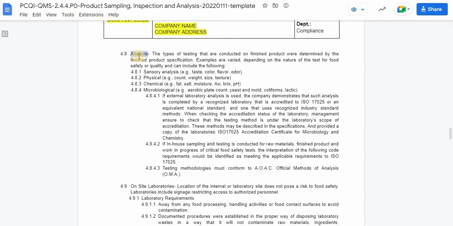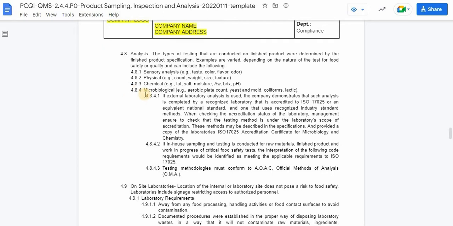Eighth, analysis. The types of testing that are conducted on finished product were determined by the finished product specification. Examples vary depending on the nature of the test for food safety or quality and can include the following: sensory analysis, physical, chemical, and microbiological.